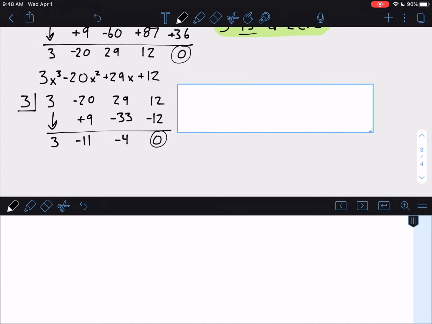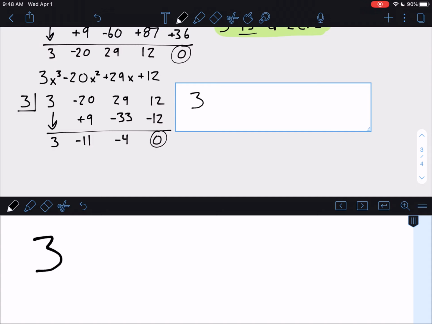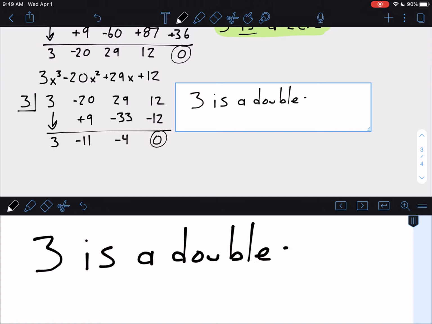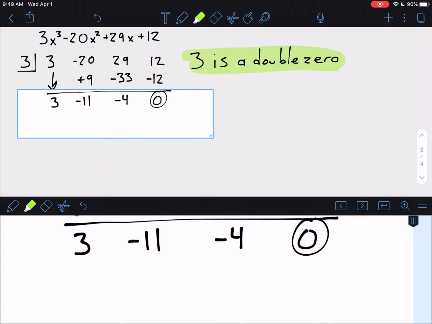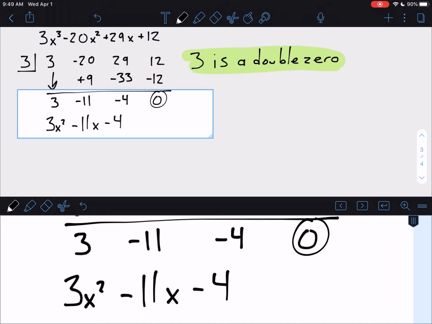So 3 was a 0, and 3 is also a double 0, which means of the 5 zeros that there were in this polynomial, at least 2 of them were 3. You know, I do have this new polynomial now, and maybe 3 is another 0. So 3 could be a double 0, it could be a triple 0, it could be a quadruple 0. Maybe all 5 of my zeros for this polynomial are 3. That's a possibility. But using these new coefficients, I'm going to write a new polynomial, or actually, in this case, it's going to be a quadratic, because I have 3x squared minus 11x minus 4, because I'm looking for 2 more zeros.